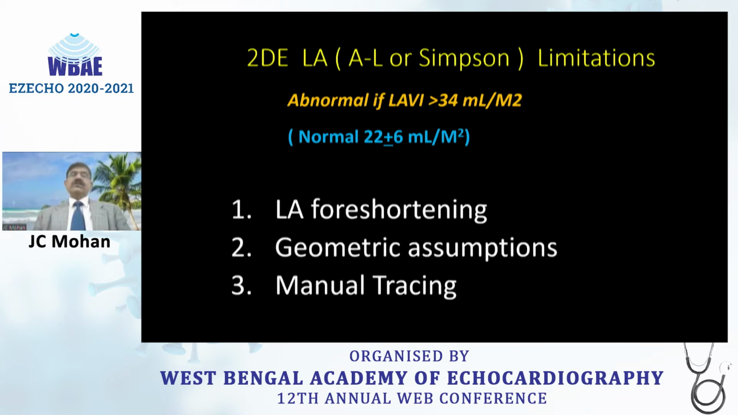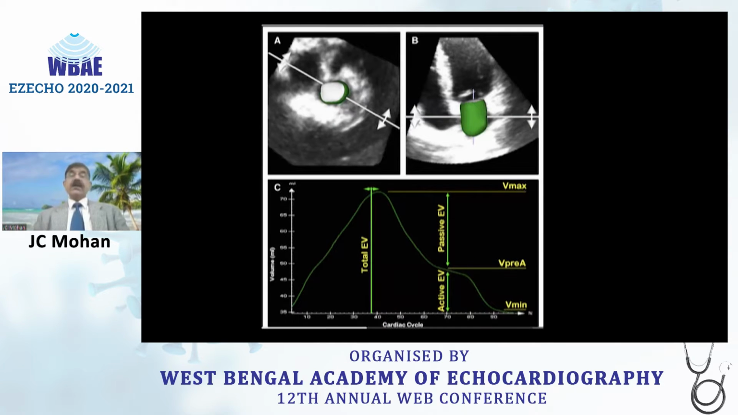So although we commonly use 2D to get left atrial volumes, we need to keep in mind that there is usually left atrial foreshortening in 2D echo. The geometric assumption may not be valid, and of course manual tracing itself has certain issues. 3D is a much better technique than 2D because it provides us more accurate, more robust volumes, comparable to cardiac MR and CT, and of course we can find out volume in various phases of the cardiac cycle.